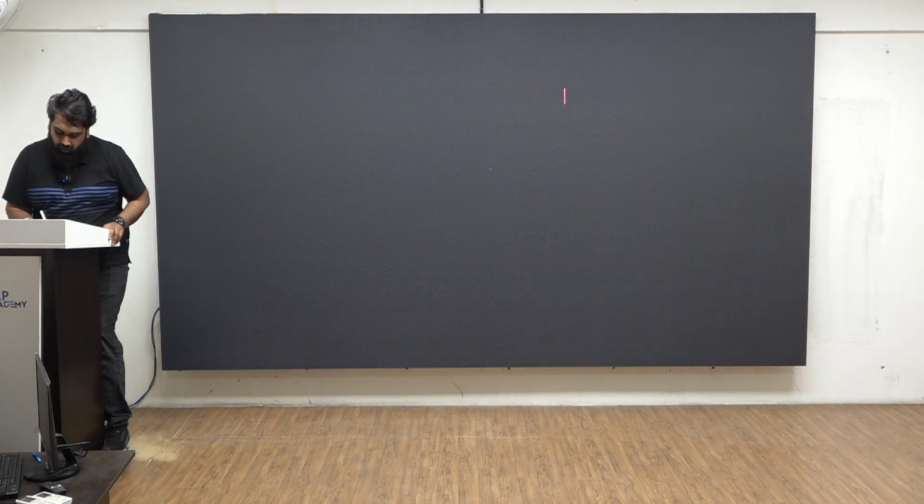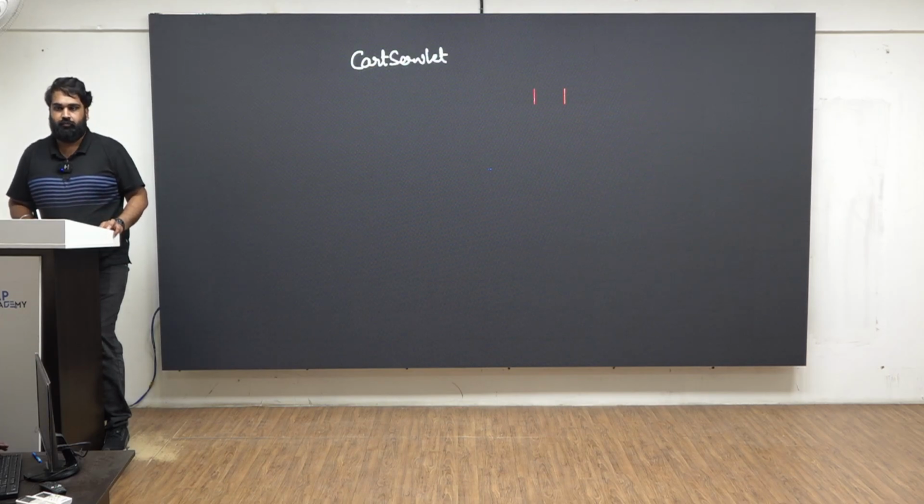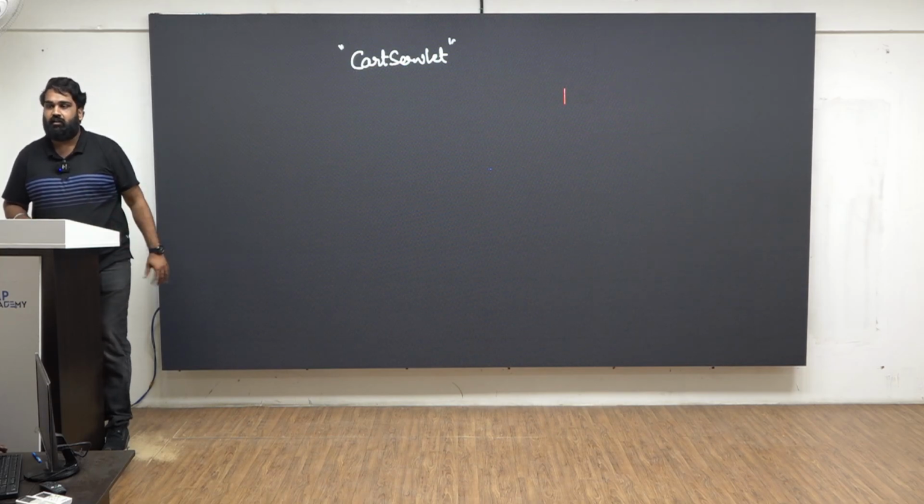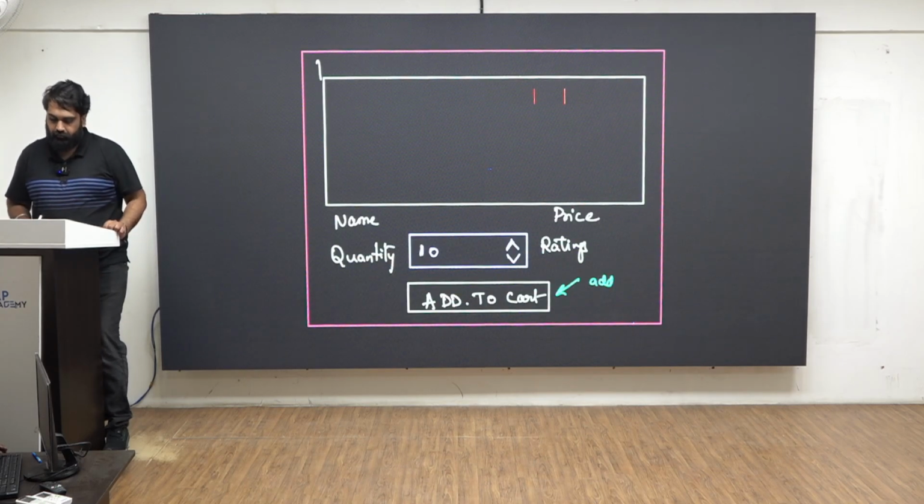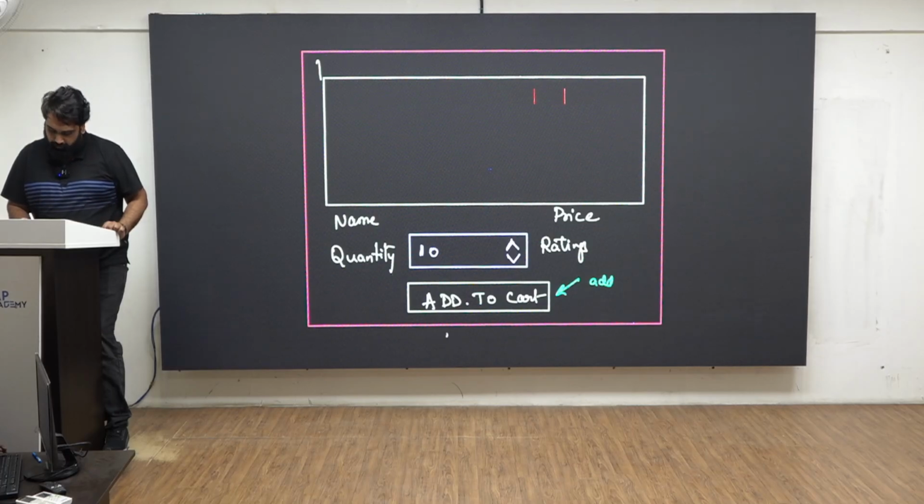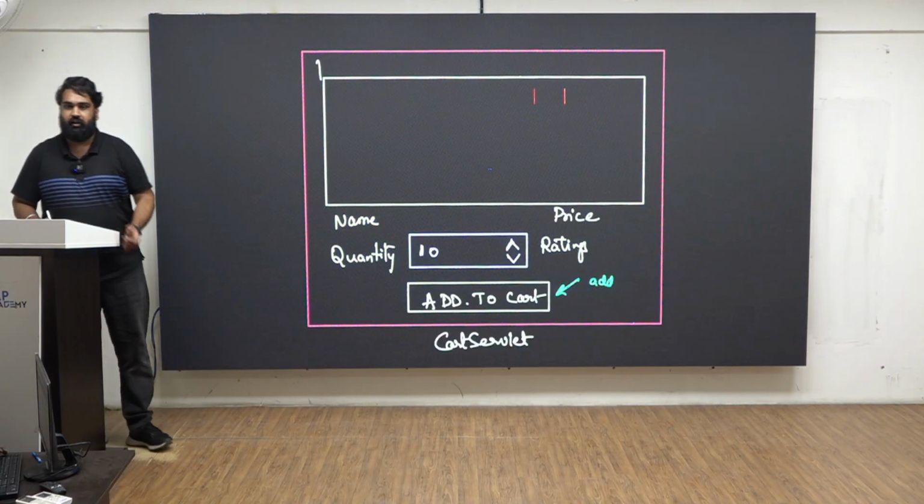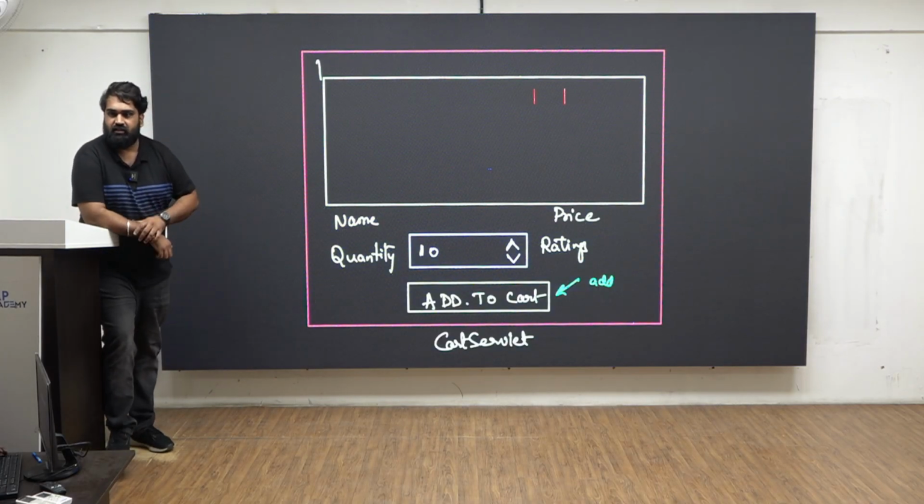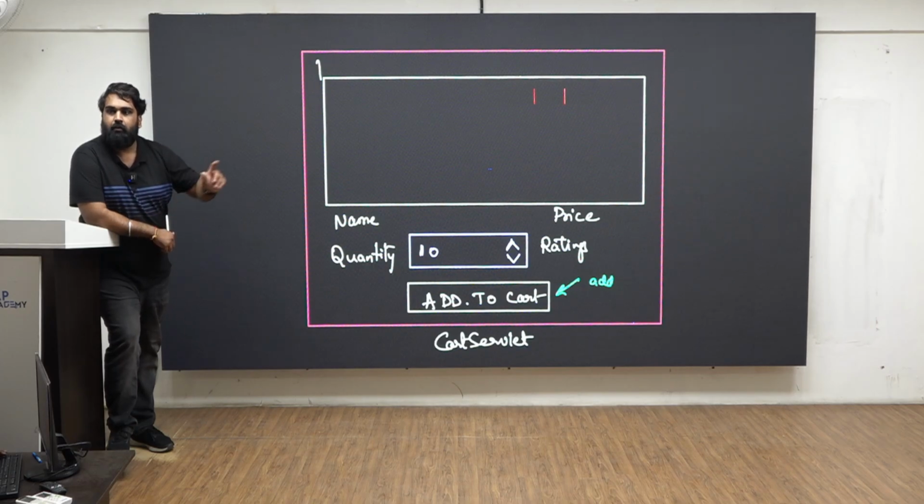So cart servlet, I would have written the mapping as cart servlet only. Right? So the mapping for the cart servlet is cart servlet. How will you say it here? On this button when I click, the action should be cart servlet. Will you agree with me? The action is cart servlet.